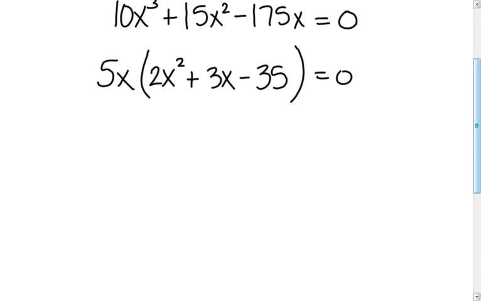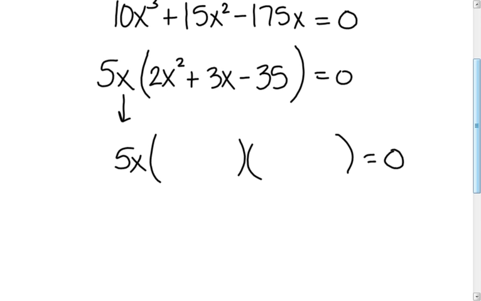Alright, here we go. Bring down your 5x. Don't forget to do that. That's a super duper common mistake, so don't forget to do that. Okay? Then notice what you have left in parentheses is 3 terms. It's a trinomial. So you can factor that by undoing the FOIL like this.